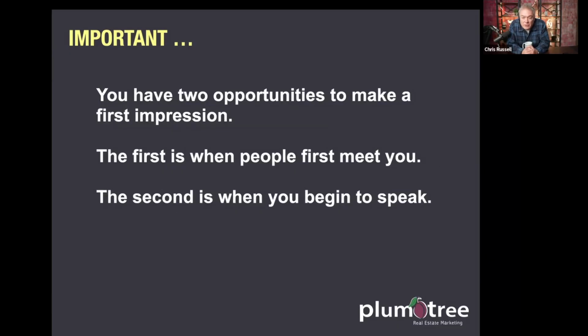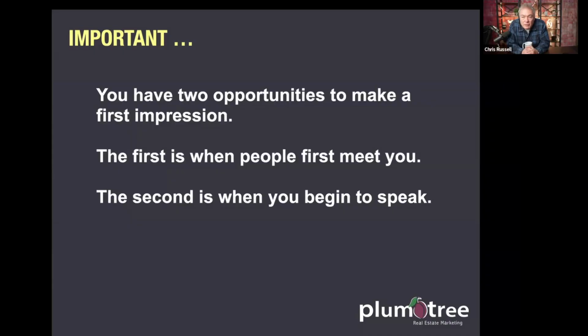And one of the biggest reasons for that is you have two opportunities to make a first impression. Did you know that? It's not just one. You have two opportunities to make a first impression. The first is when people meet you. You've made a first impression. So if you look like a slob, you look like a goofball, you're recovering from a hangover, whatever that might be, that's your first impression when they see you.